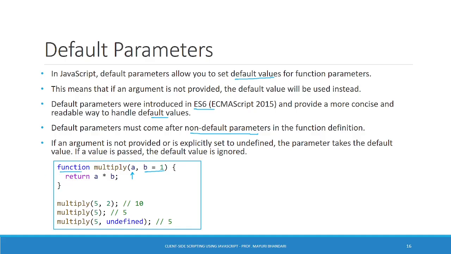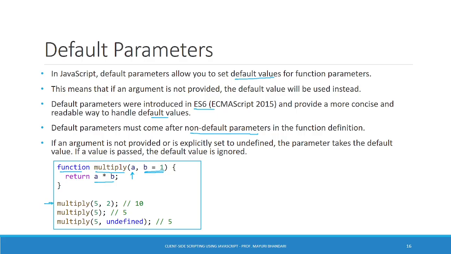We have defined a function. The name of function is multiply. This multiply function has two parameters, a and b. A is non-default parameter whereas b is default parameter because we have assigned some value to it. This function will simply return multiplication of a and b. When you call this function, you will see the difference.